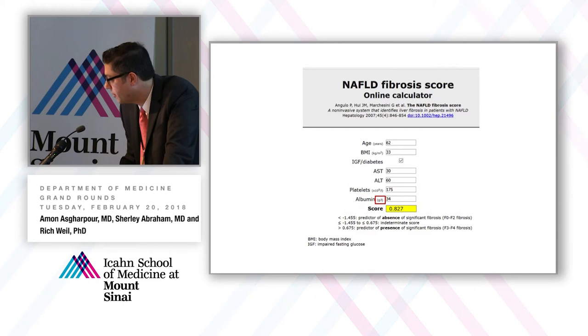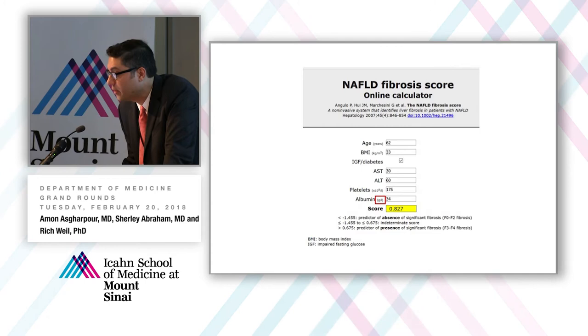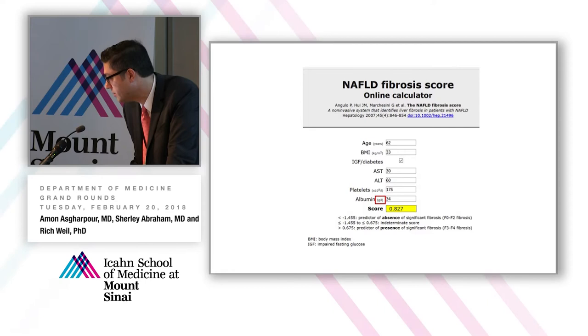It's a 62-year-old gentleman, for example, with a BMI of 33, who has diabetes. AST is 30, ALT is 60, platelets are 175, and the albumin is 3.4, or 34, because it's grams per liter. Our score is 0.87, which is a predictor of the presence of advanced fibrosis in this patient, F3, F4. So that's somebody we have to be worried about. If you looked at these numbers quickly, they probably don't sound too concerning to most folks, but to me, this screams out. I get very worried when I see this.